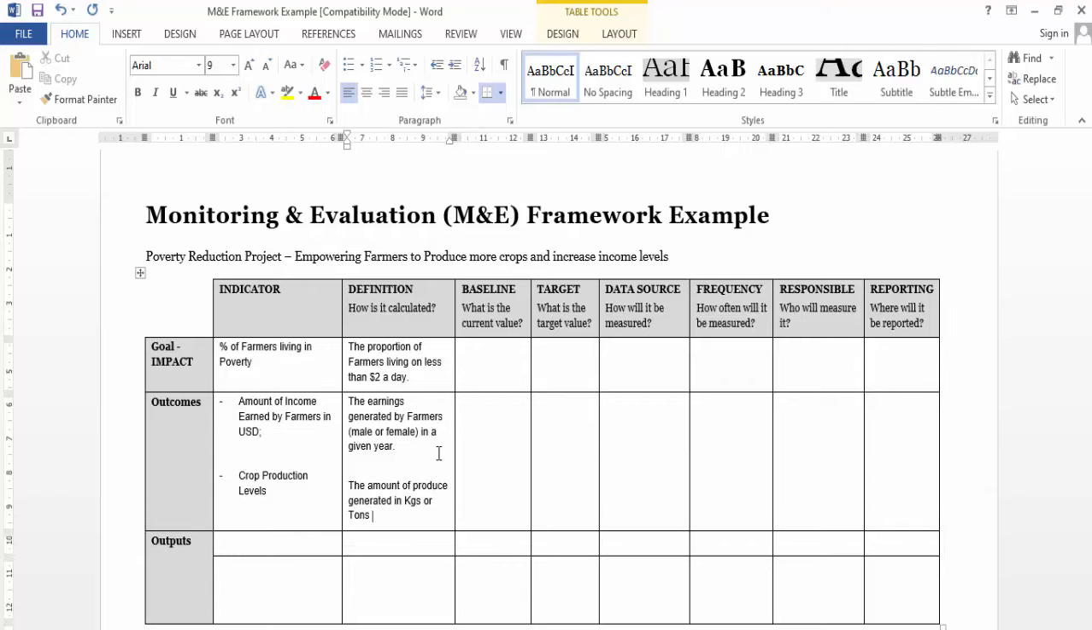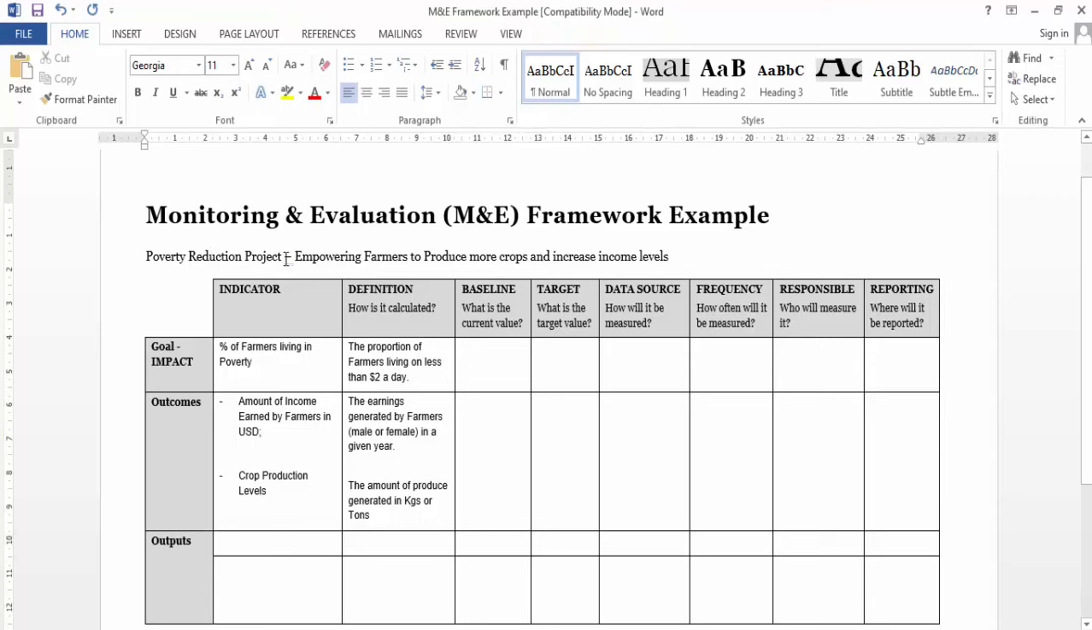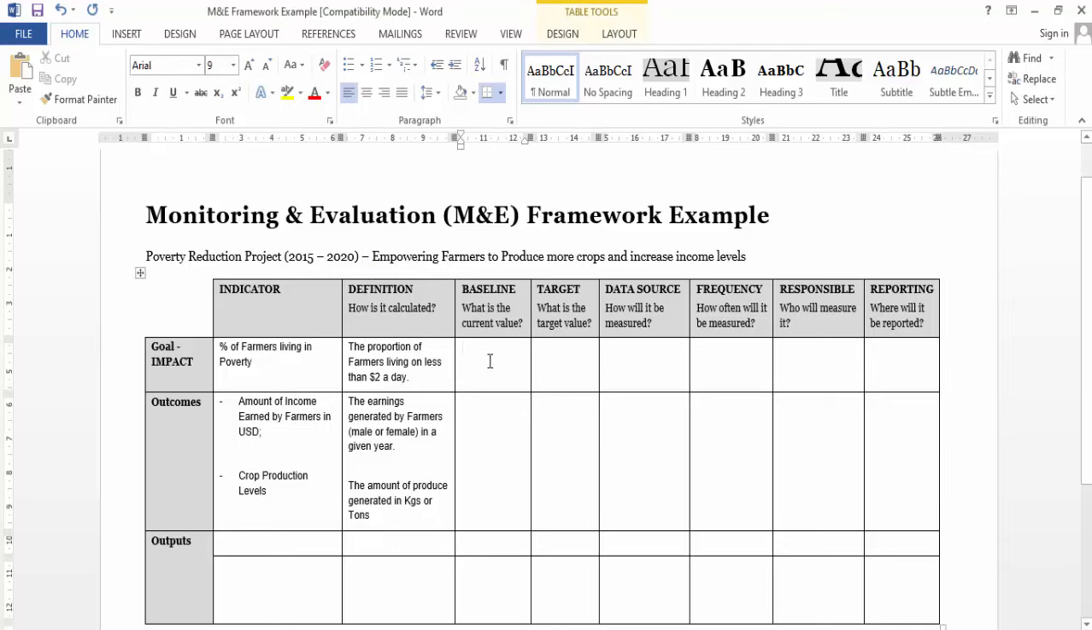Okay, so have you seen? So I'm sure you're getting the point, right, guys? I hope you're getting the point, and I hope you're not getting bored. So now the next step is now to give a baseline. So if this project started in 2015, and it's ending in 2020, then when is the baseline? The baseline is 2015.